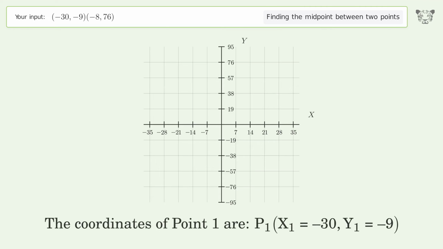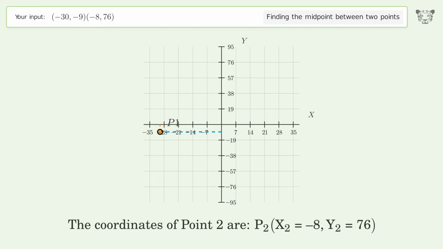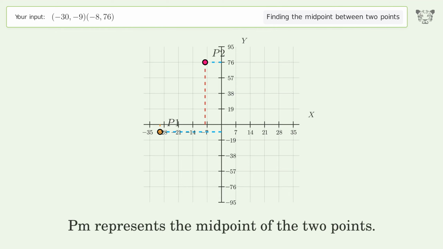The coordinates of point 1 are, x1 equals negative 30, y1 equals negative 9. The coordinates of point 2 are, x2 equals negative 8, y2 equals 76. PM represents the midpoint of the 2 points.